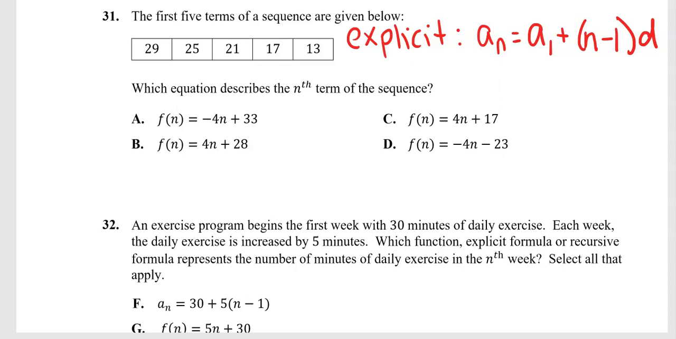All right, welcome back to part 4. We are now going to go over problems 31 to 40 on your semester 1, Algebra 1 final review.